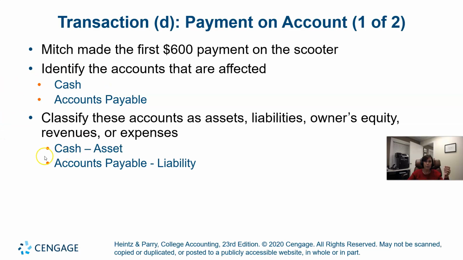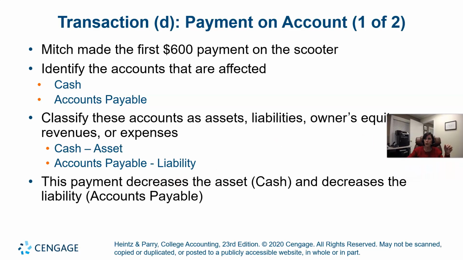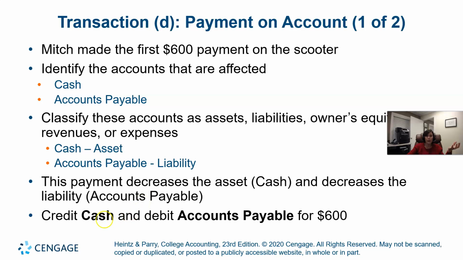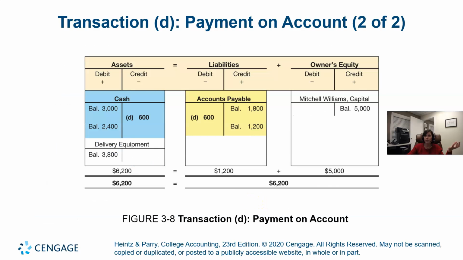Remember, cash is an asset and accounts payable is a liability. If you need to refer back to that little chart to see whether a decrease lands on the credit or debit side, feel free to do that. But we're going to just forge ahead and say that the cash asset is decreased, and the liability, the amount we owe, is also decreased, as we owe less as a result of having made the payment. So we're going to credit cash and debit accounts payable for $600. I'm going to jump over to the T accounts so that you can see that.